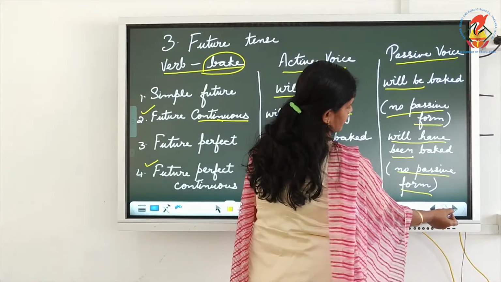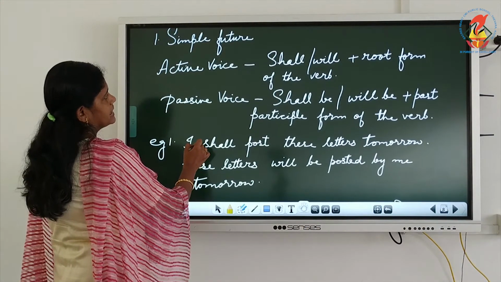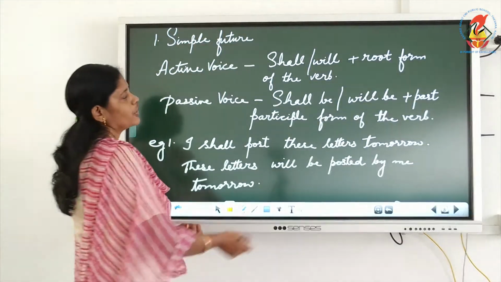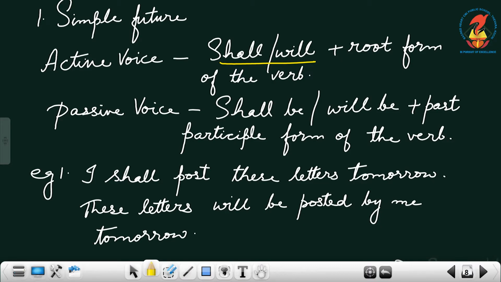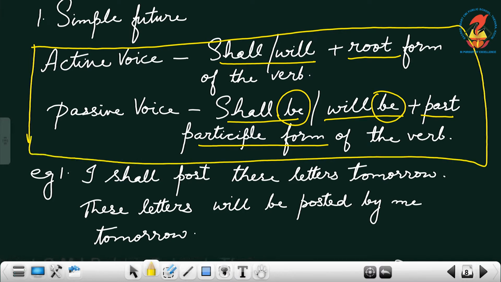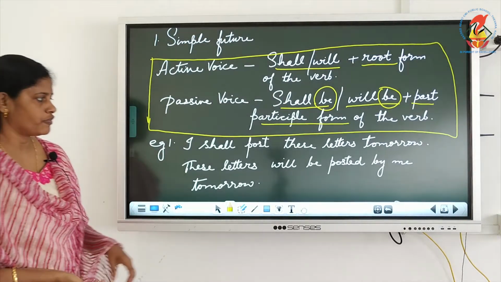Let us discuss each one of them individually. So, the first one is simple future, isn't it? When you are converting a sentence from active voice to passive voice in simple future, the rule is, in active voice we generally use shall or will, and the root form of the verb is used. But when you convert it into passive voice, we use shall be or will be. An extra word be is added, and again we use the past participle form of the verb. You should know this rule, children. When you convert from active to passive voice, in simple future form, we use shall or will, and an extra word be is used, and the past participle form of the verb is used.